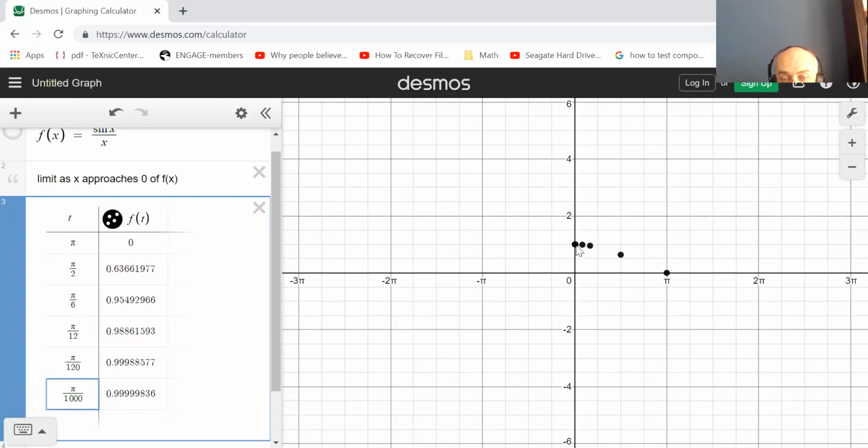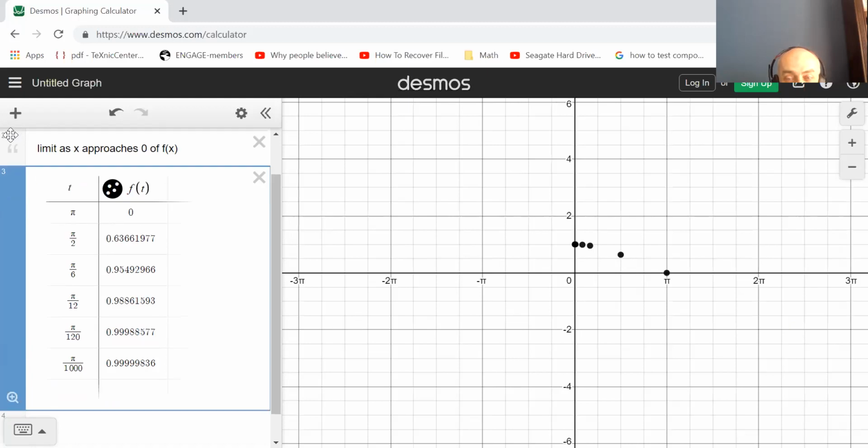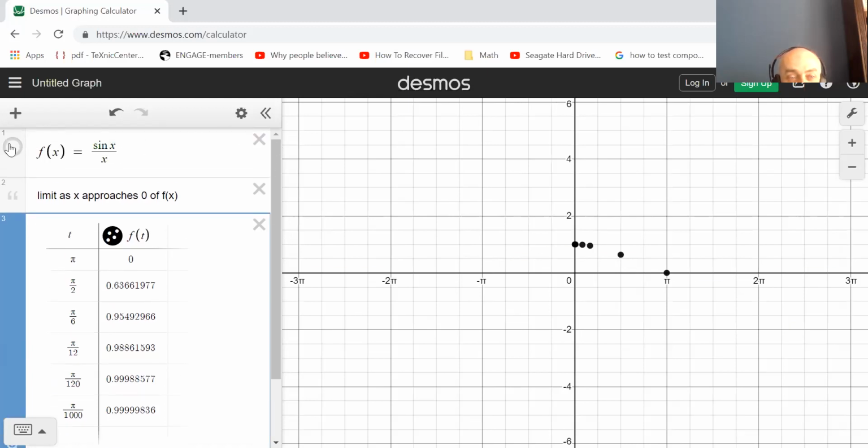plots these points on the graph. If we turn on the graph, oops, I turn on the graph here, you can see that these points are plotted on the graph of sine x over x. So it plots these points and it shows you that the y value is getting closer to 1. So these values are f of t's.